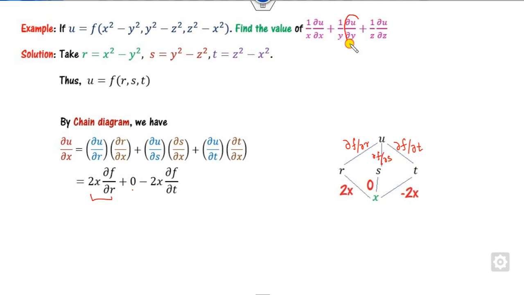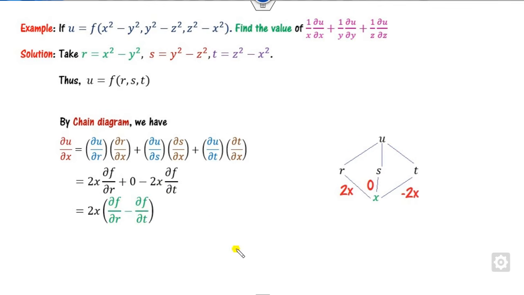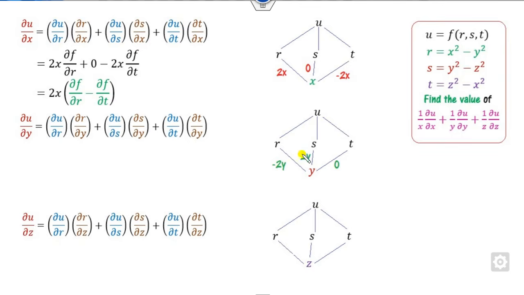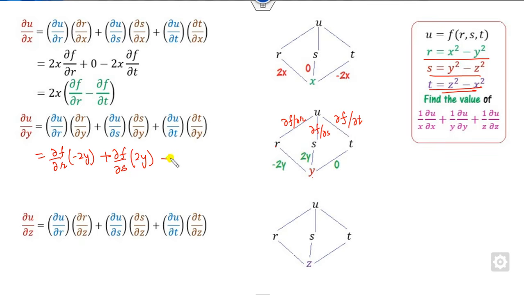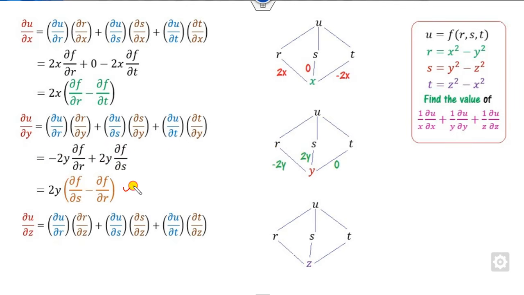Similarly, I can draw for the partial derivative with respect to u, y. I can write like here. So this is again partial derivative with respect to r, this is with respect to s and with respect to t. So you can see r with respect to y is my minus of 2y. This is 2y and this is 0. I can substitute here. Partial derivative with respect to r is minus 2y plus partial derivative with respect to s of plus 2y plus 0. So I can take 2y as common, you can write here.